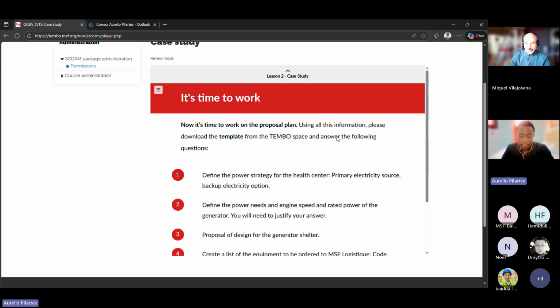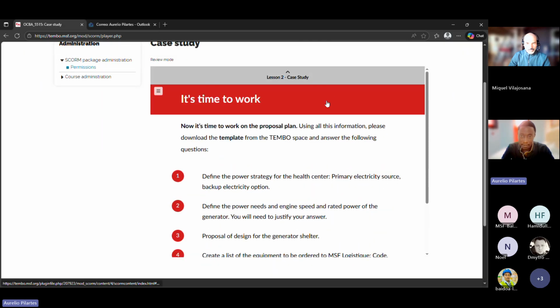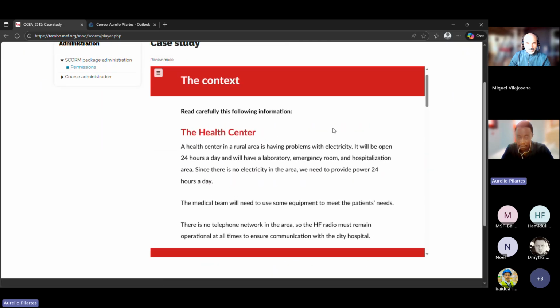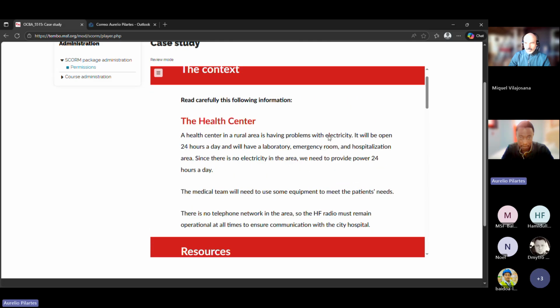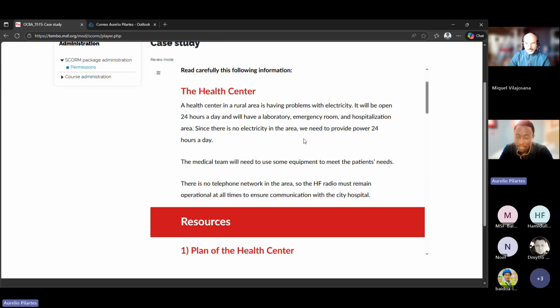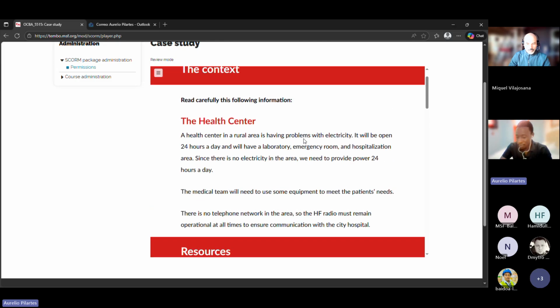So here in the power strategy, because there is no city power, at least it was not mentioned here in the context, we assume there's no city power in this specific context. So we are going to use a generator. Yes, we use a generator among all the power sources that we have mentioned before. The grid is not an option. We don't have it. The generator is a fast option.